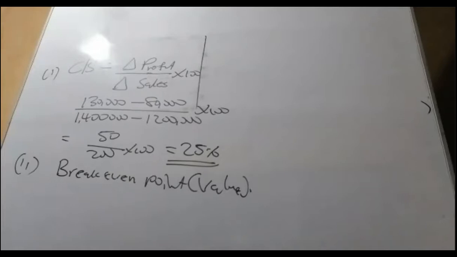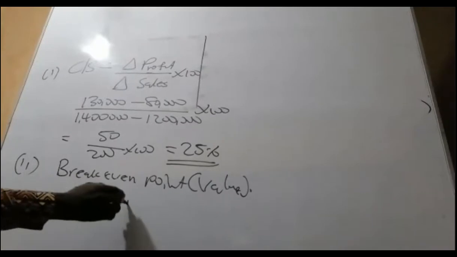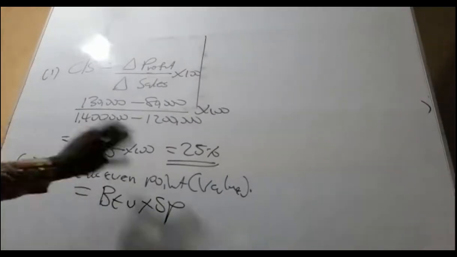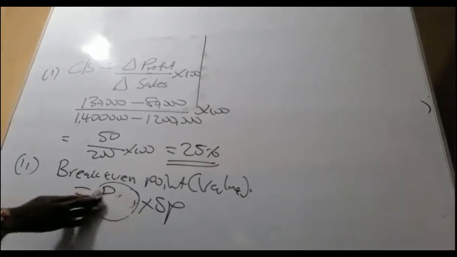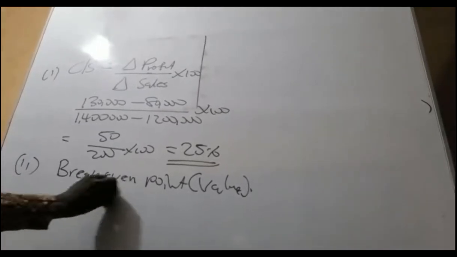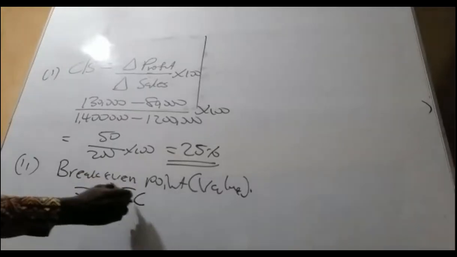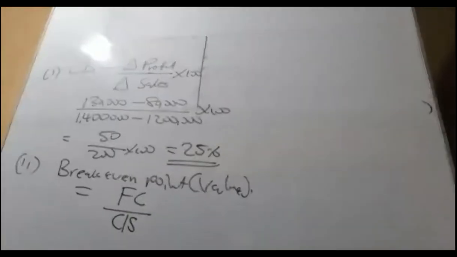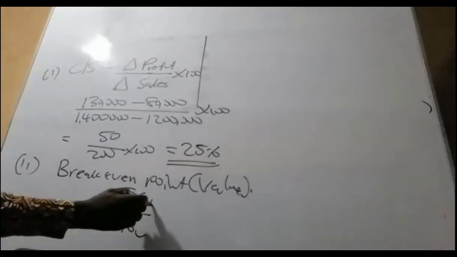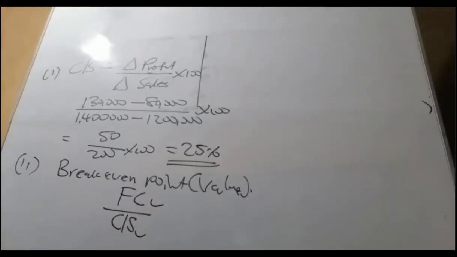Break even value is equal to fixed cost. There are two formulas, right? The first formula is the break-even unit times selling price. In questions like this, you cannot determine the break-even units. Good. So you have to use the second formula, which says that fixed cost divided by what? CS ratio. Good. That's the break-even value. So the question is, we know the CS ratio, we don't know the fixed cost. So let's go and look for the fixed cost.